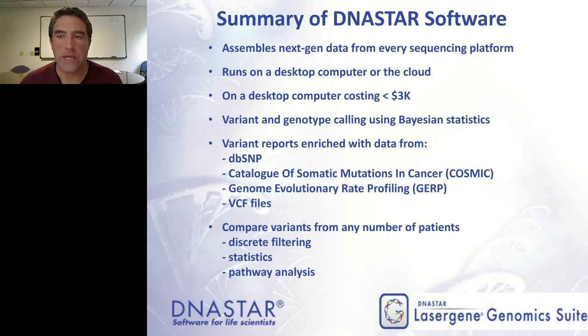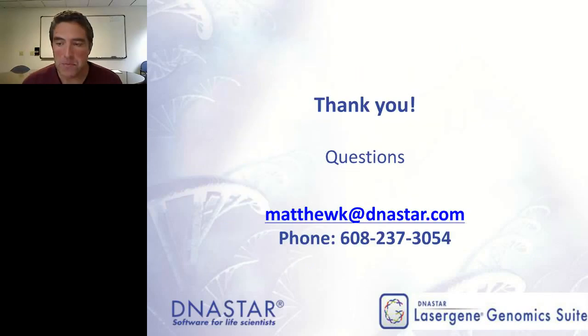We do all the different variant and genotype calling using Bayesian statistics and calculate p-values, and that's all done up front in the assembler. We can enrich our reporting with dbSNP, Cosmic, GERP, VCF files, and custom files that you may have, as well as gene files that contain important gene lists. We can compare the variants at all different scales, from a couple of samples to hundreds of samples. It's easy to use, and I'd certainly recommend trying out a demo of the software if you haven't already. At this point, I'd be happy to take some questions.